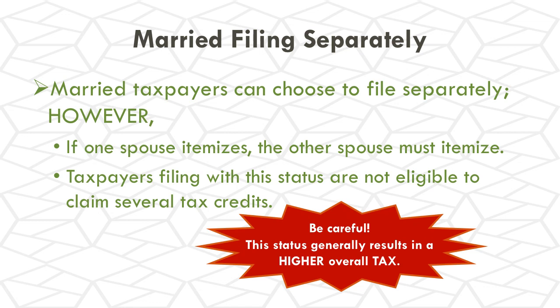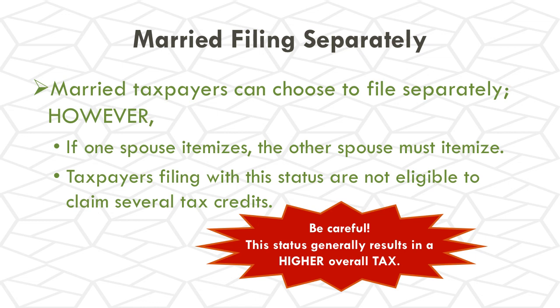Now, be careful because this status is generally going to result in a higher overall tax, for a couple of different reasons. The standard deduction is going to be lower for married filing separately. As I just mentioned, taxpayers won't be eligible for credits, so they won't get as much of a refund to offset some of the tax they may owe. Also, if a spouse itemizes and the other spouse doesn't have anything to itemize their deductions with, then they may end up with a deduction of 0, which can also hurt them quite a bit.